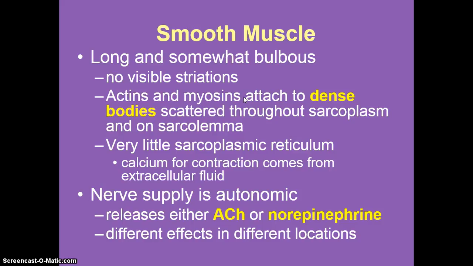Smooth muscles are controlled by a division of your nervous system called the autonomic division, which basically means involuntary division. And we'll talk a lot more about autonomic action later on in the semester, so I won't spend too much time on it right now.